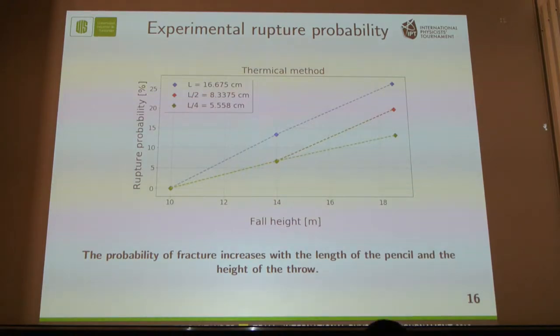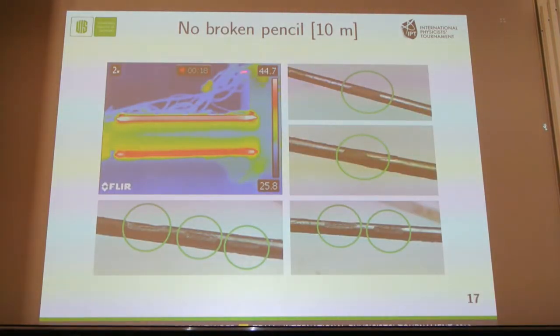What happened, and why did this happen? When we burn the non-broken pencil again, we see that it was heated homogeneously, as we expected, because there were no breaks. But when we burn it, we also see small fractures. So the limitation of this method is that it can't see the small fractures that the other one can.